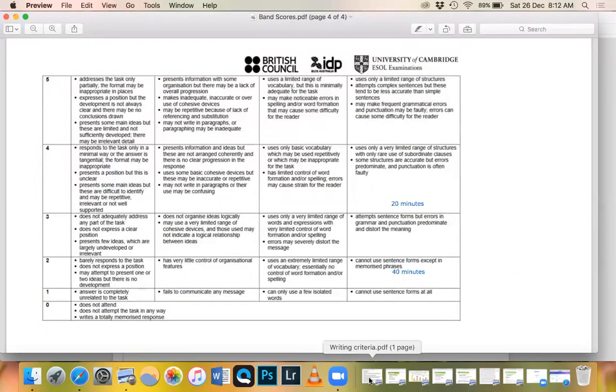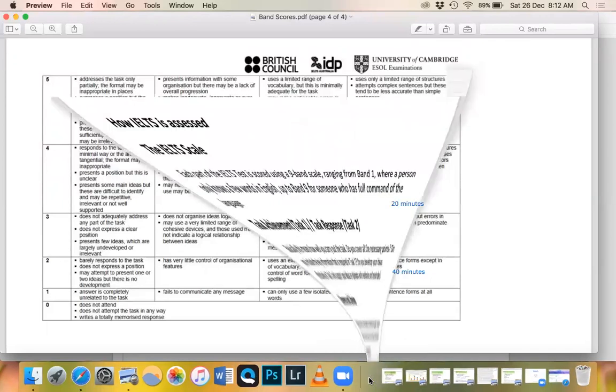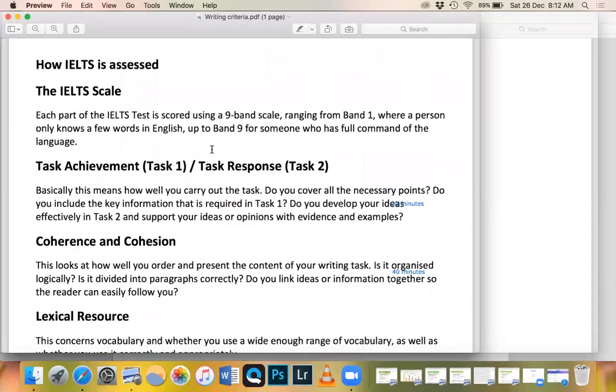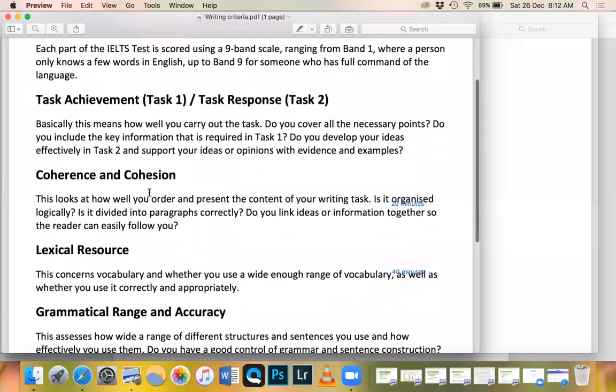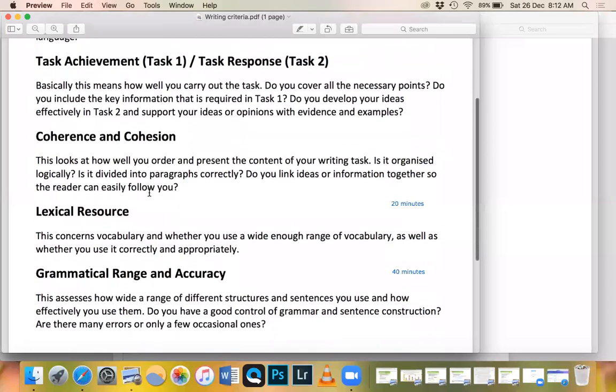Let's have a closer look at what these criteria mean. So we know that for our IELTS scale, we get from a band 9 to a band 1, okay? If you get a band 1, it's where you only know a few words in English. If you get a band 9, it's somebody who has a full command and a very good level of English. Right, so these are the different criteria for the writing.